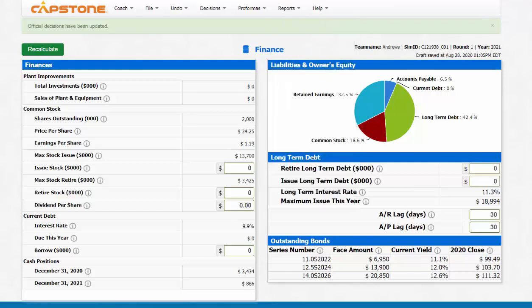At this point in time, the key is really to become familiar with the interface, to try to start to make some decisions, to try to understand the Capstone Courier and where to look in order to make good decisions. Just become comfortable with the decision-making interface.